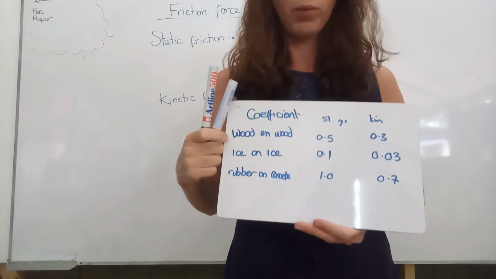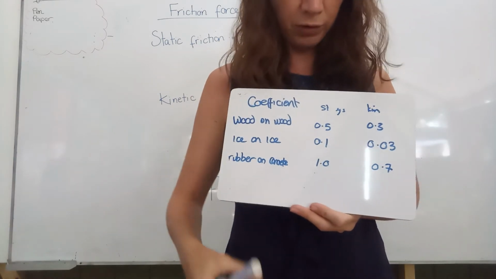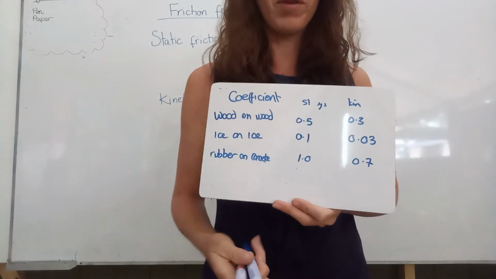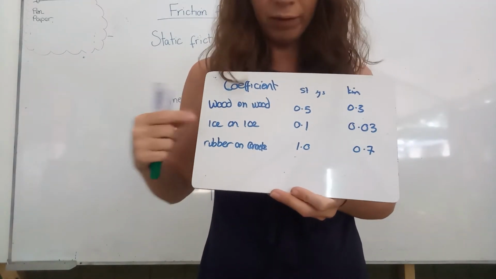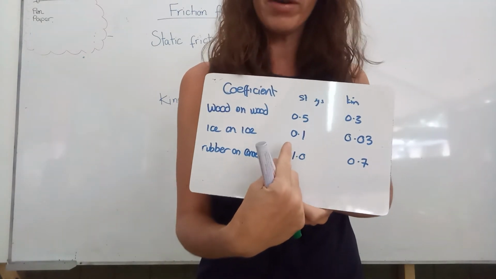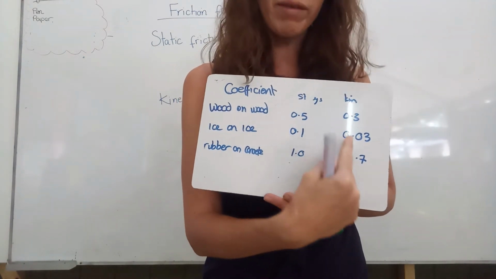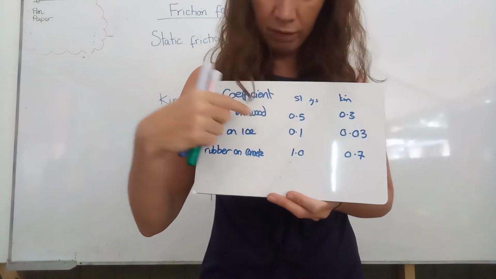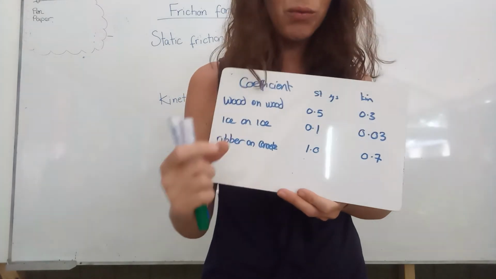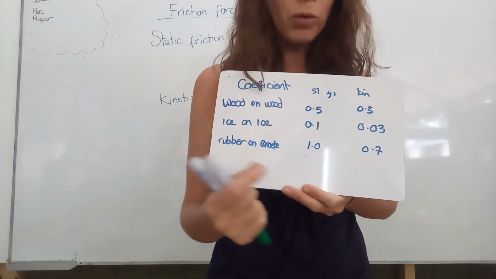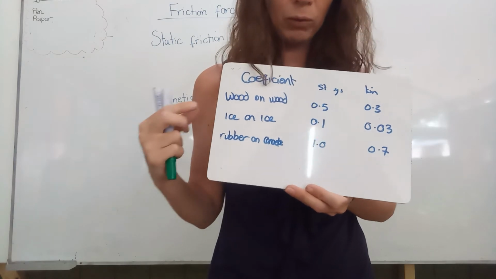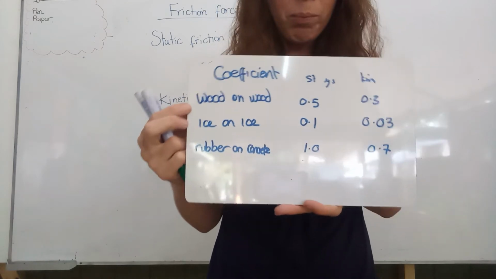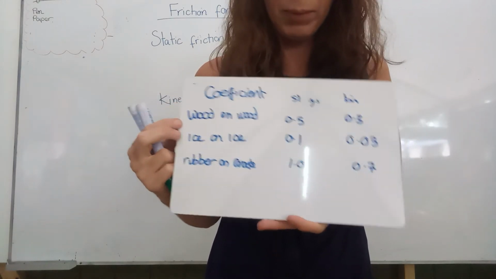Wood on wood. When the wood is not moving, it has a coefficient of 0.5. When it starts moving, the coefficient drops to 0.3, okay? Ice on ice, it's a really low coefficient, it's 0.1 and 0.03. Okay, so if you just compare these two numbers, what you can see is the coefficient of ice is really low, which means it's going to move quicker. It's slippier. So there's less friction stopping it from moving. Less molecules difference between them, okay? So that's what that's all about.